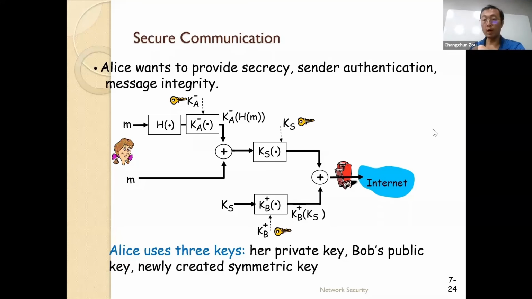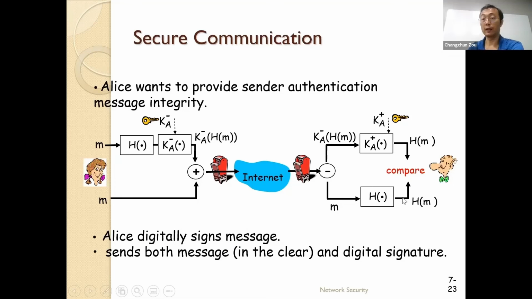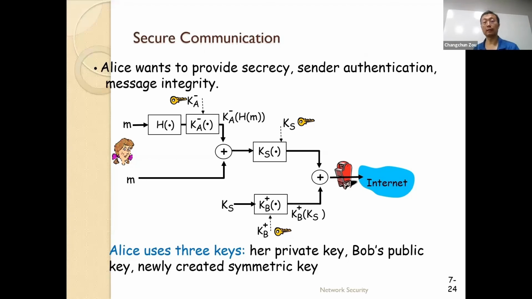And when Bob receives it, Bob basically goes through this process in the reverse way. Bob first uses his private key to recover the symmetric session key. Then he does the decryption using the symmetric session key to recover the message M and the digital signature. Then he verifies the digital signature to check that the message and digital signature match. So that's the receiver end.